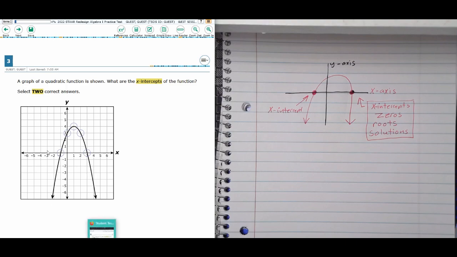And if we look over here, while we can click on any of these bubbles, we want to click on the ones where it shows it crossing the x-axis, which is -1 and +3. These up here on top, notice that very top one, that would be your maximum or your vertex. The one down here on the left is going to be your y-intercept. It's where it crosses the y-axis. So the correct answer for this problem is right here at -1 and +3.